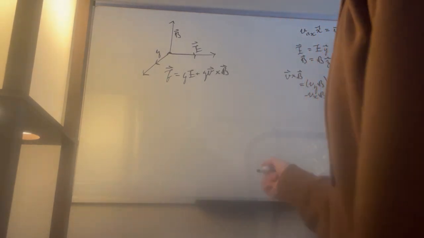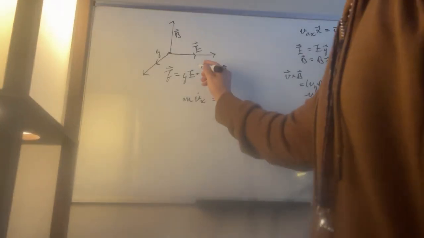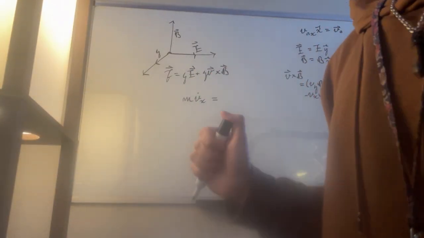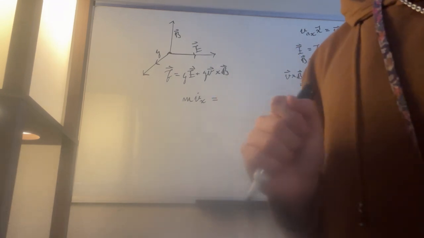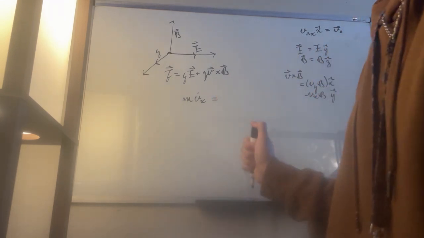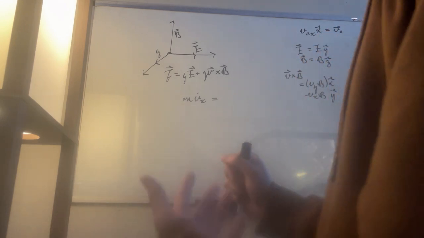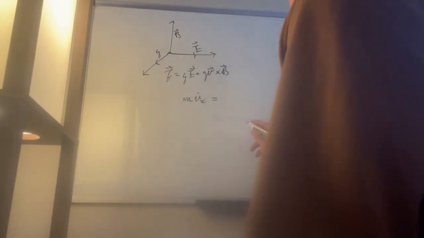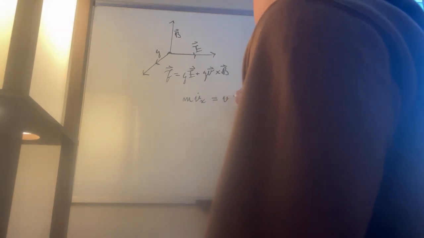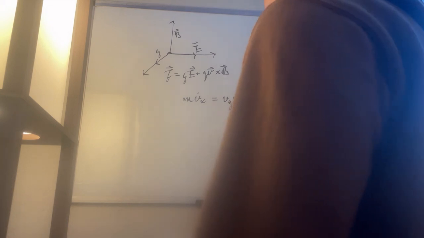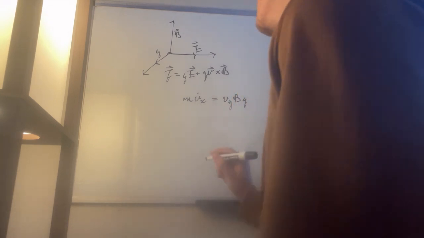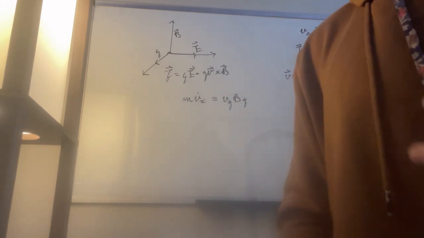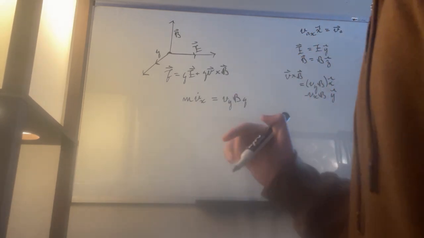So in the x hat direction, I'm going to have the mass times Vx dot, which is going to be equivalent to, obviously there's going to be no contribution from the electric field in the x hat direction, because the electric field is going in the y hat direction. So instead we write the x hat component of the magnetic term. This is equivalent to Vy times B, multiplied by the charge. And then after that, we're going to write the y component.